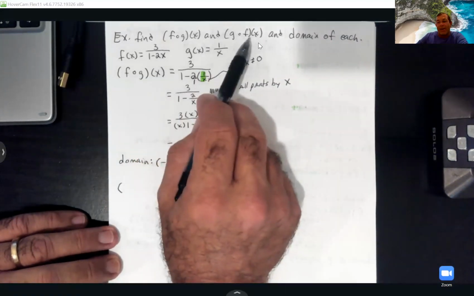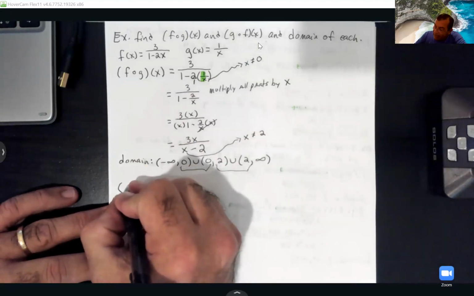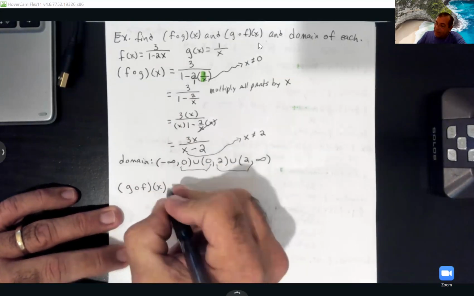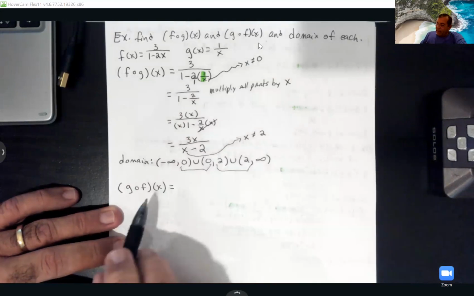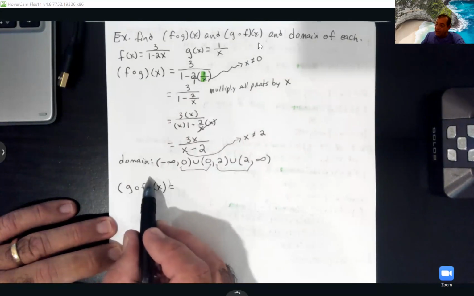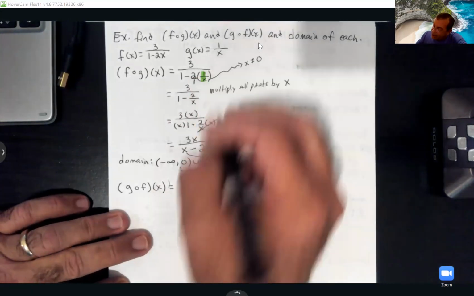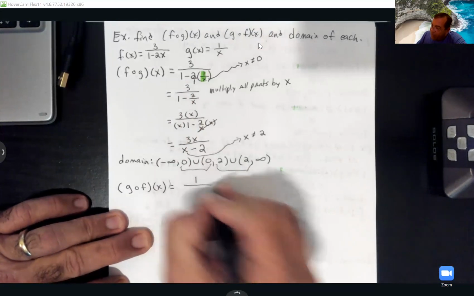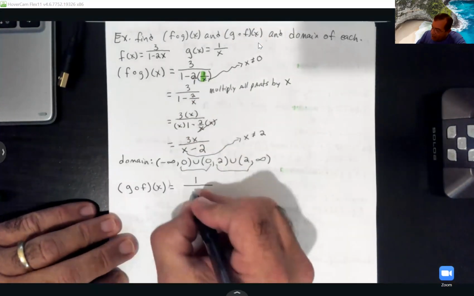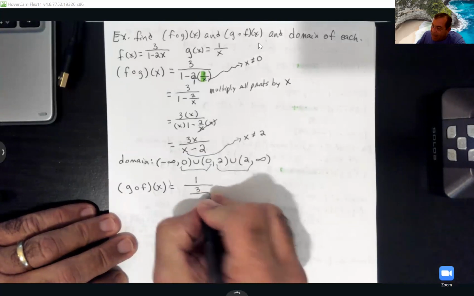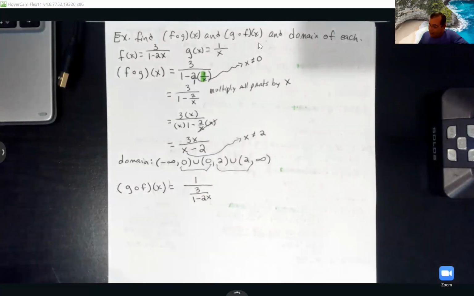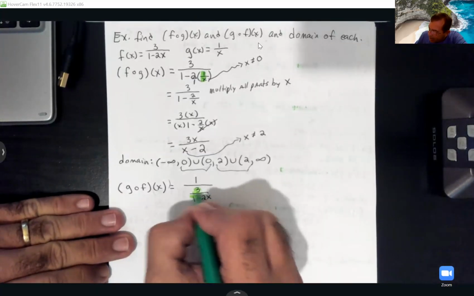So now we got our g of f. So g compose f of x. Remember, this time we're going to take our f function and put it into our g. But y'all look at that. G is just 1 over x. But look here, my x is now going to be 3 divided by 1 minus 2x. So what we're putting in this time is the bottom.